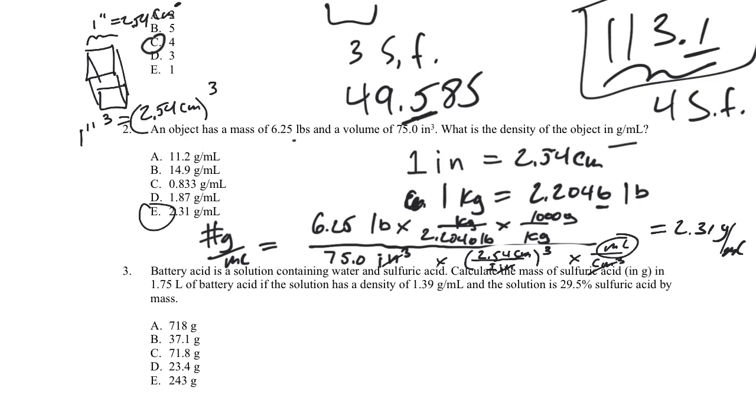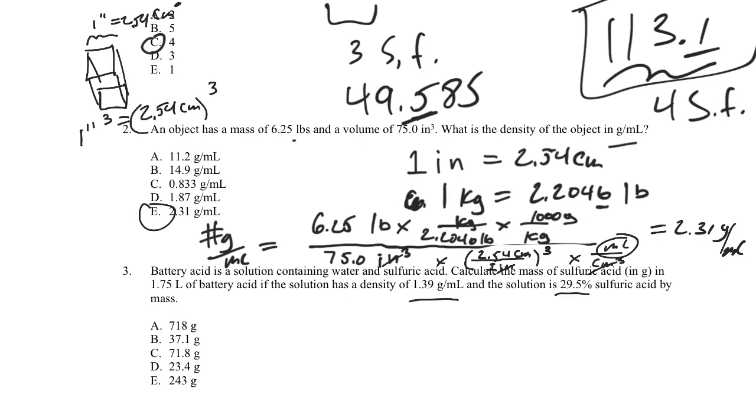Okay, moving on to number 3. Battery acid is a solution containing water and sulfuric acid. Calculate the mass of sulfuric acid in grams present in 1.75 liters of battery acid if the solution has a density of 1.39 grams per milliliter and the solution is 29.5% sulfuric acid by mass.